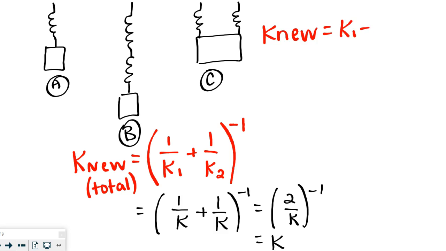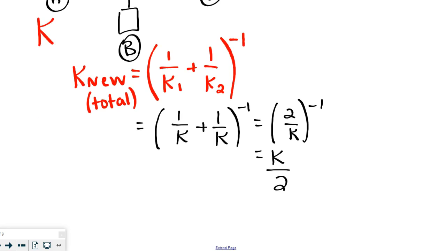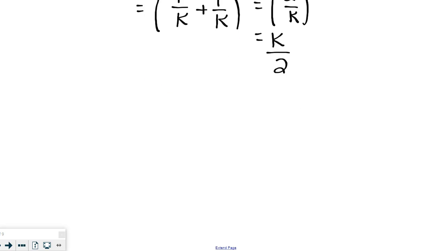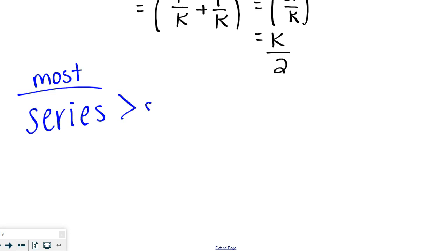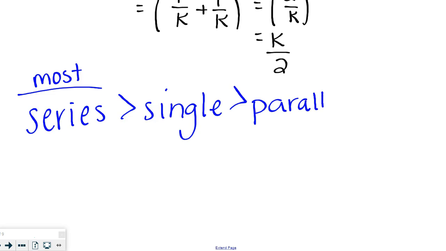So if we look at the ideas between these three, which one is going to be able to stretch an object the most? It's going to be the one with the smallest spring constant, which is going to be K over 2. This is always the case. Two springs connected in series are always going to stretch more than springs connected either in parallel or solitary springs by themselves. And this all has to do with the relationship of the K's.